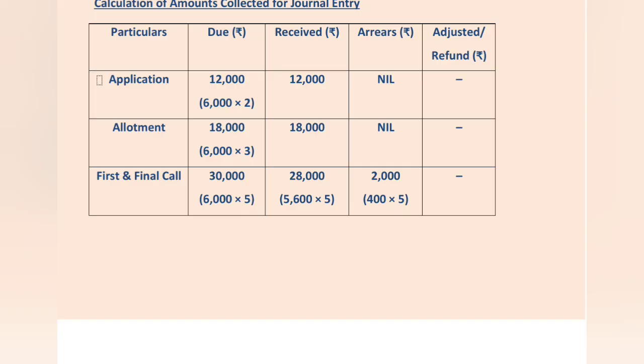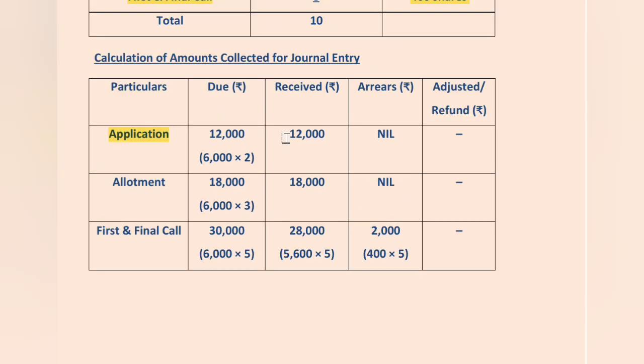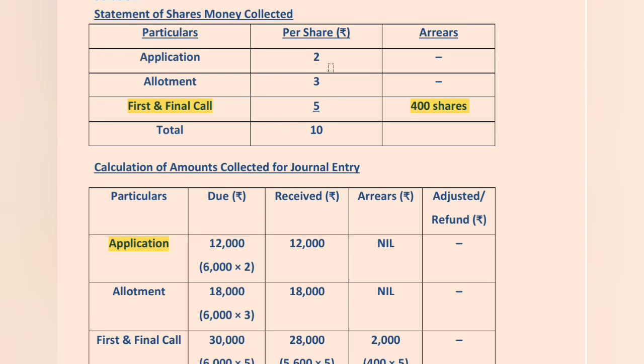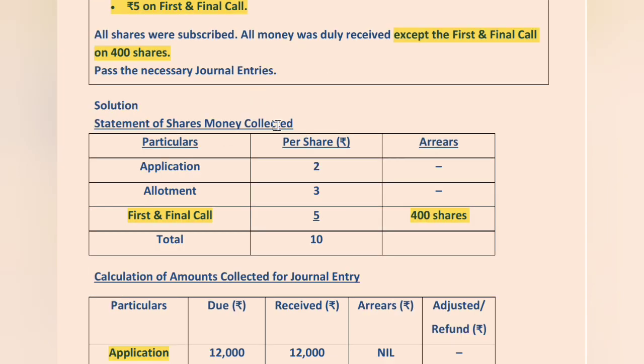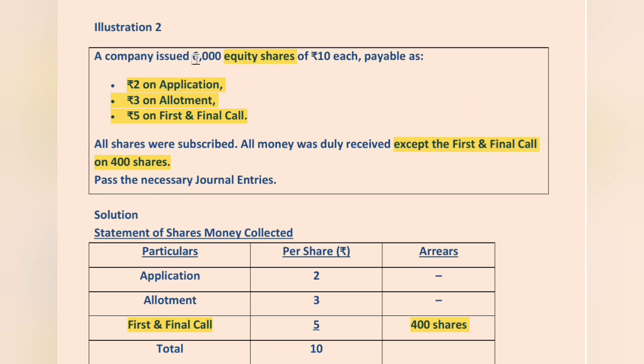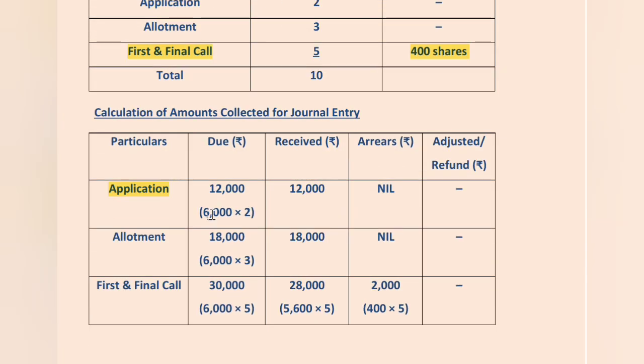So the first one is application, right? Application money collected is 2 rupees. Now how much money does the company require? The company requires 6,000 shares, right? So 6,000 into 2, how much? 12,000 they have received, correct? Now the entire 12,000 is transferred to share capital account.